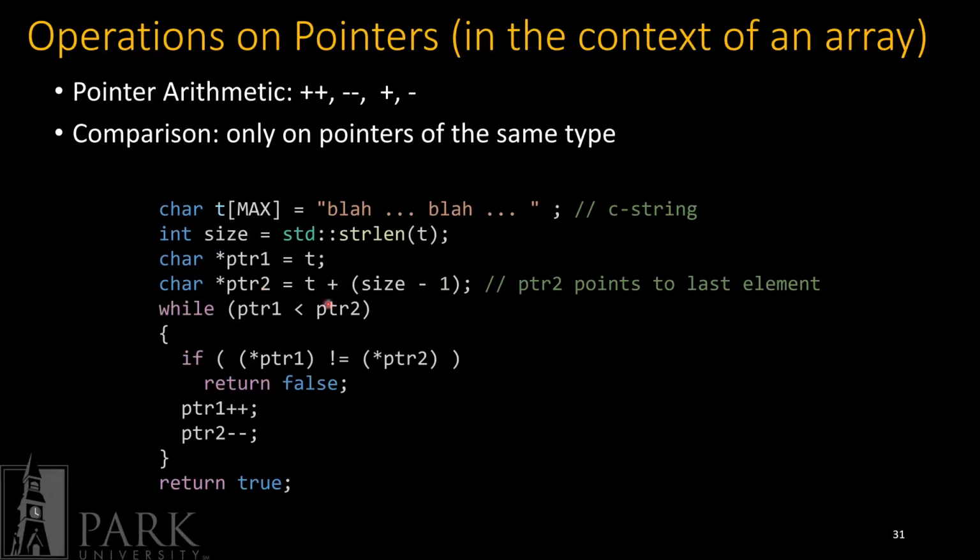Our second pointer is going to point to the last element of the array, which is the first element of the array, plus the size of the array minus 1. Okay?